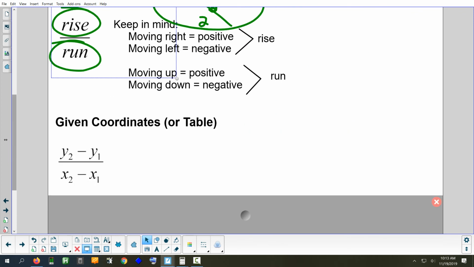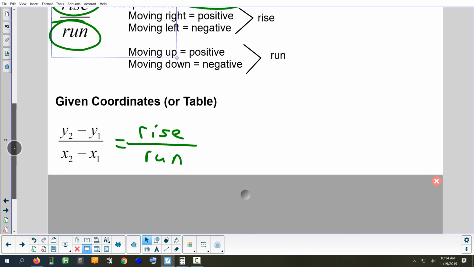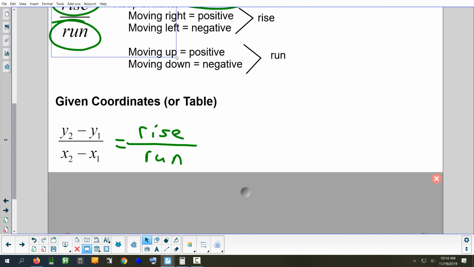This is the formula to find slope. The top is your rise. The bottom is your run. This looks complicated. When you can't count it, when you don't have a graph, you have to use this formula because you don't have anything to count. You're still finding the rise and you're still finding the run. You're just using a formula rather than using a picture.